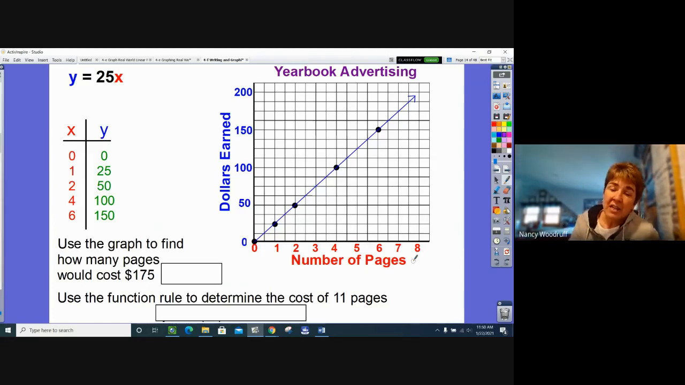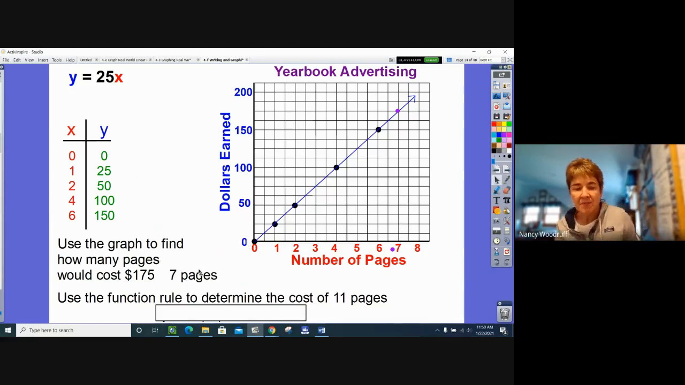All right, our line isn't a line, it's a ray. Arrow on one end, not on the other. And you could do 8, you could do 9, and so forth. So now use the graph. We're going to look on the graph to find out how many pages would cost $175. So $175 would be right here. And I'm going to ride that line out until I get to my graph, which is right there. Let me just put that point there. And then I'm going to come down, and you'll notice it would be 7 pages. So I can use the graph to make a prediction.